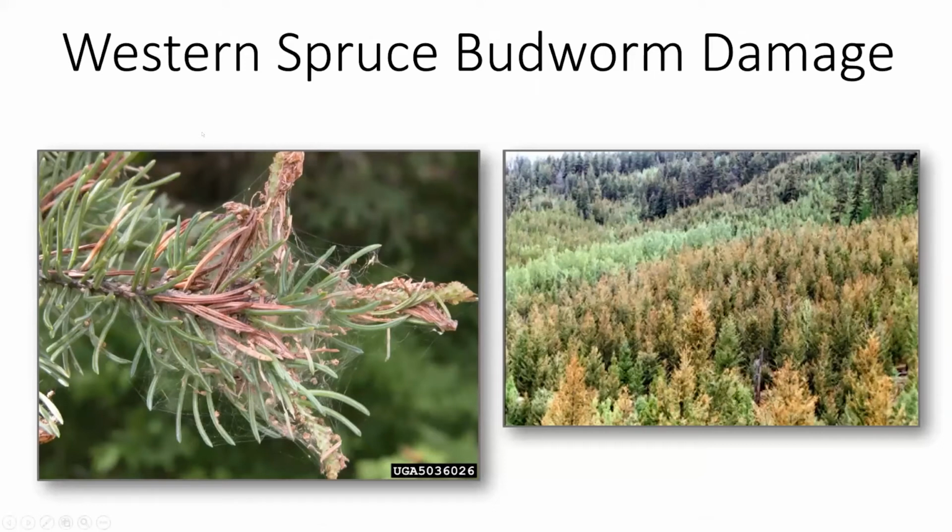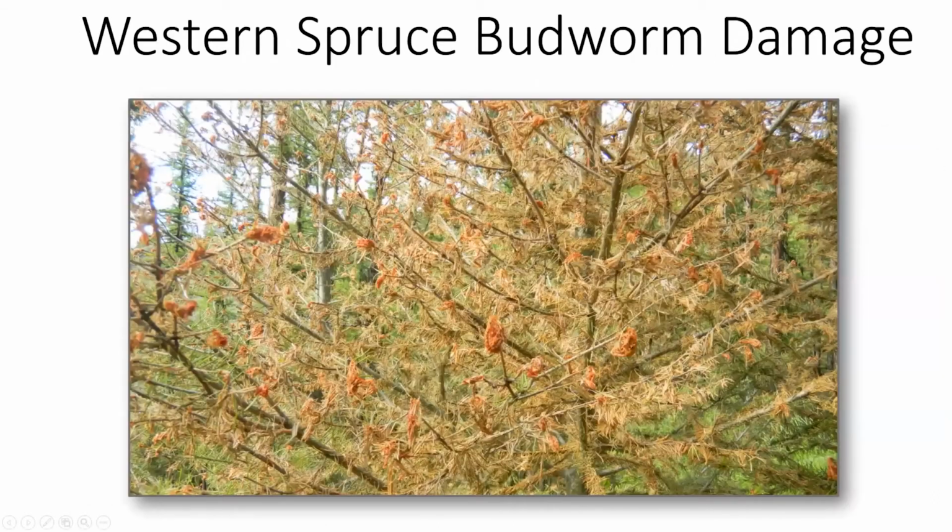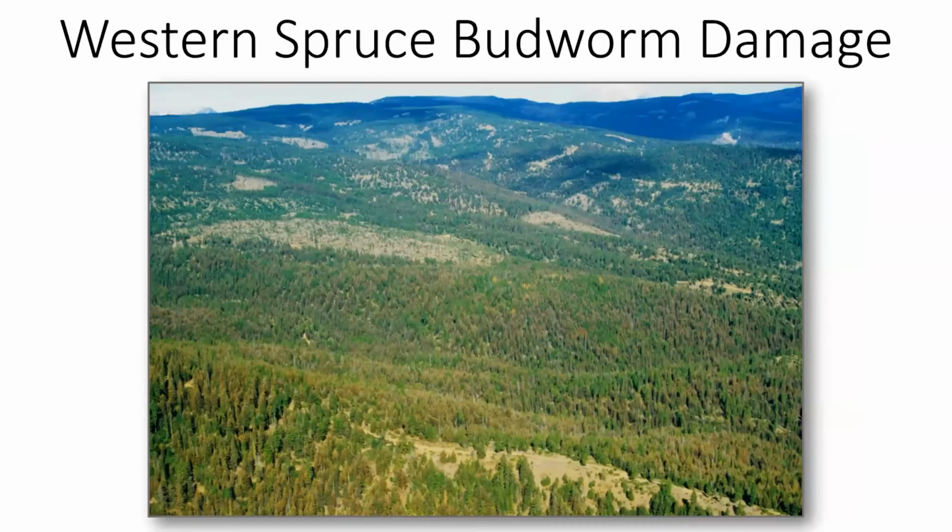So the western spruce budworm eats the current year's foliage only. So therefore, the damage tends to be worse on the younger trees and at the tops of the older trees. It almost seems as if the trees take on a burnt appearance. And defoliation can cause growth loss, top kill, and maybe even mortality after several years of defoliation. And these outbreaks can last more than 10 years. So they can be very devastating.